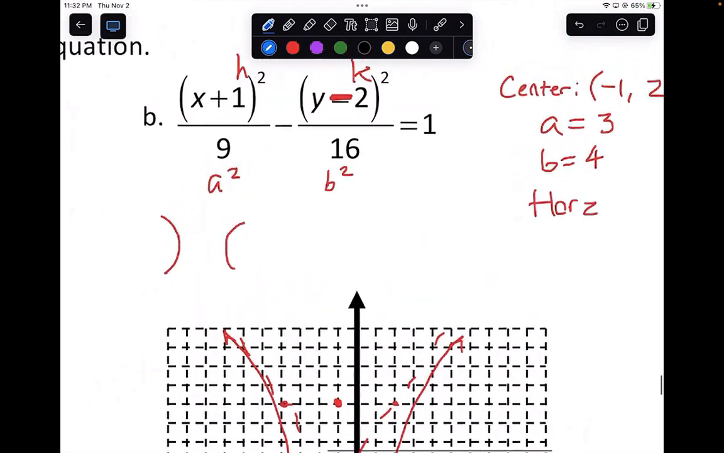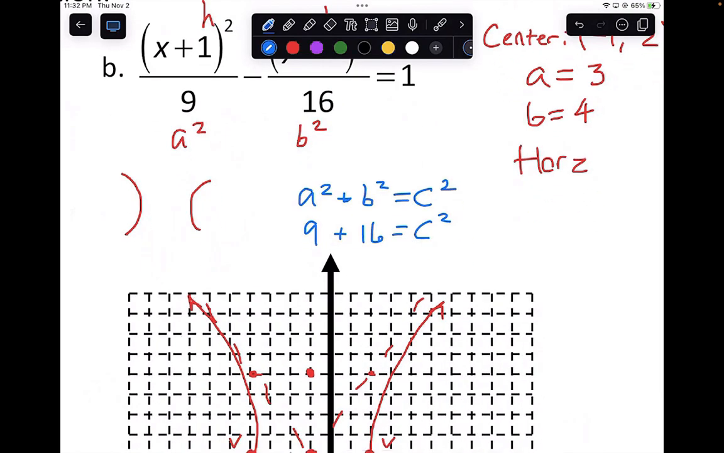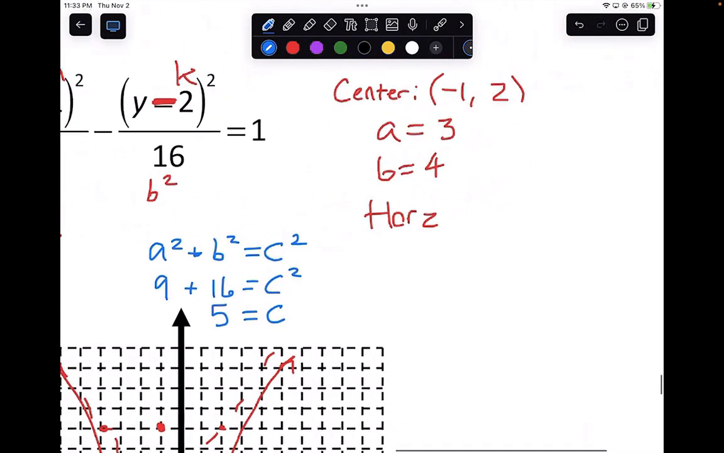Once again, the formula for it is a squared plus b squared, opposite sign, opposite of that right there, equals c squared. So that'll be 9 plus 16 equals c squared. That'll actually be root 25, which is 5 right there. Came out pretty clean. And you know what? I don't know if we've even seen one like this in the notes yet.